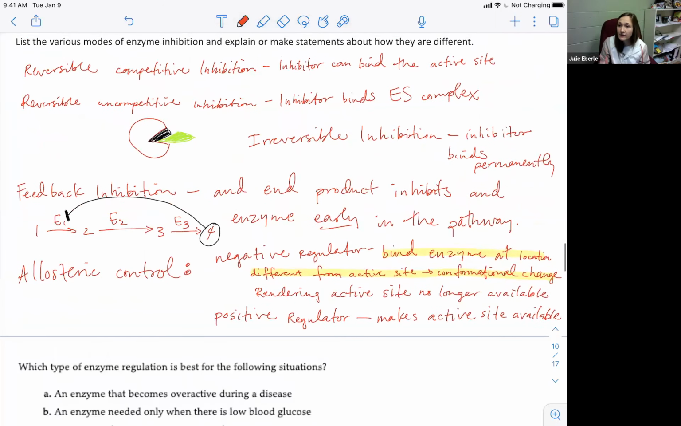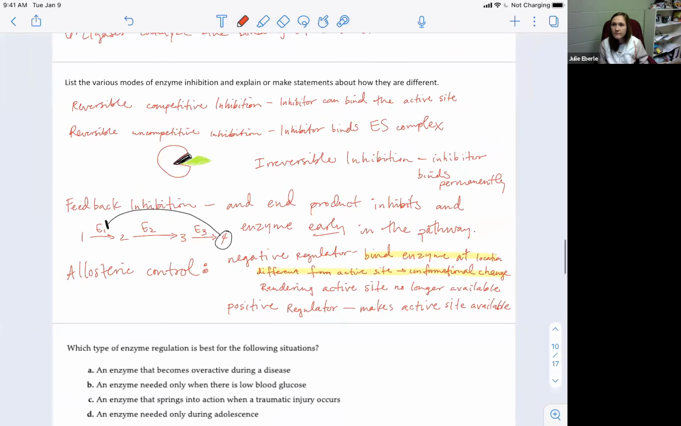And this is not even everything. We still have a few modes we haven't talked about. What other kinds of enzymatic regulation do we have? Is there genetic control? Genetic control, and then there's one more.